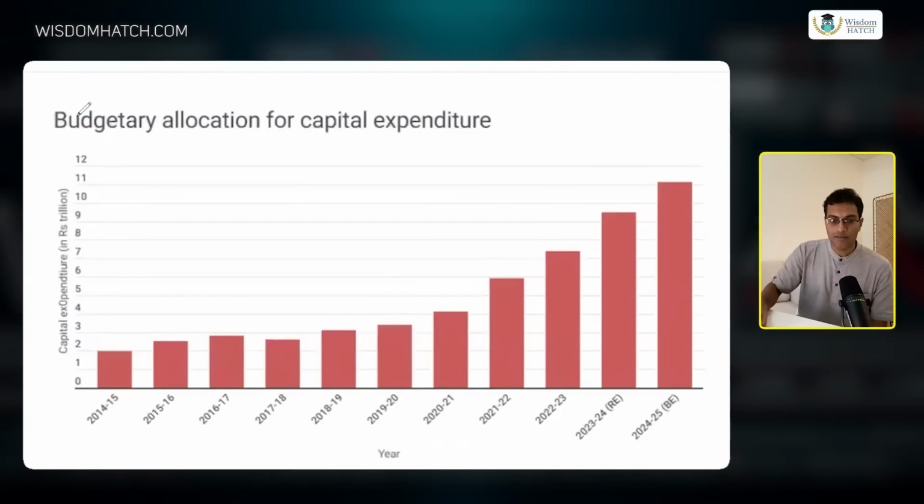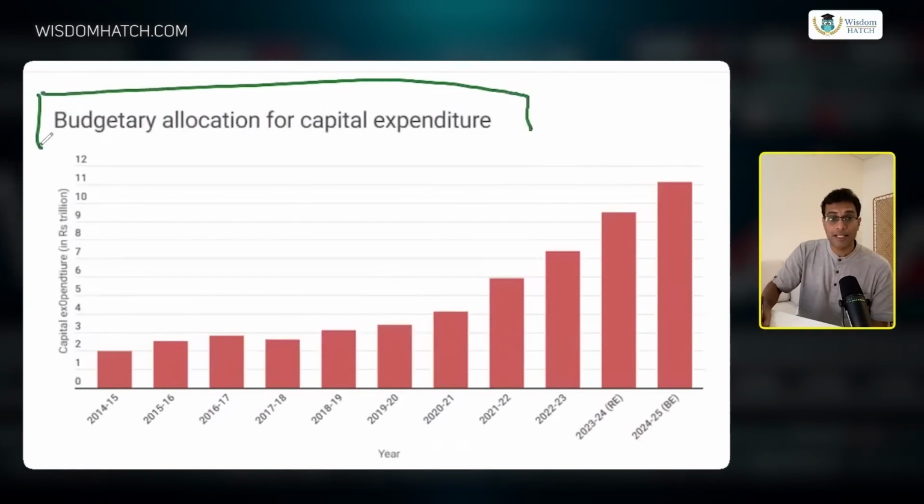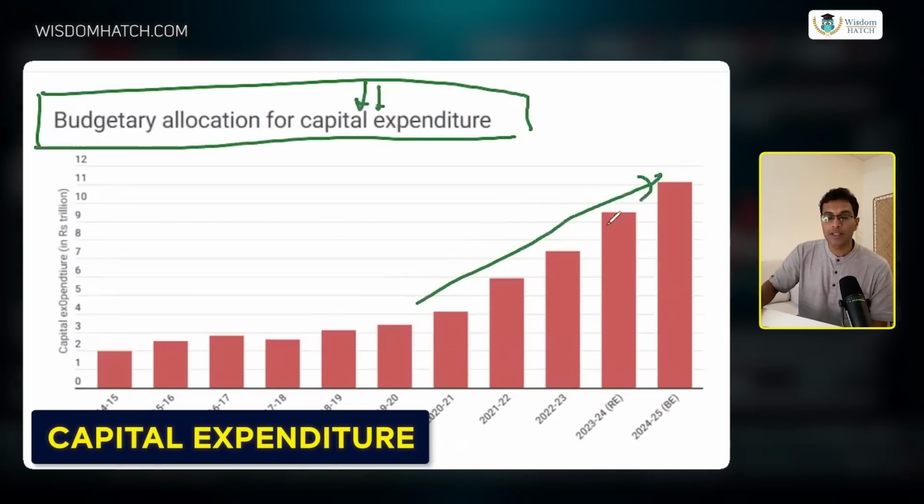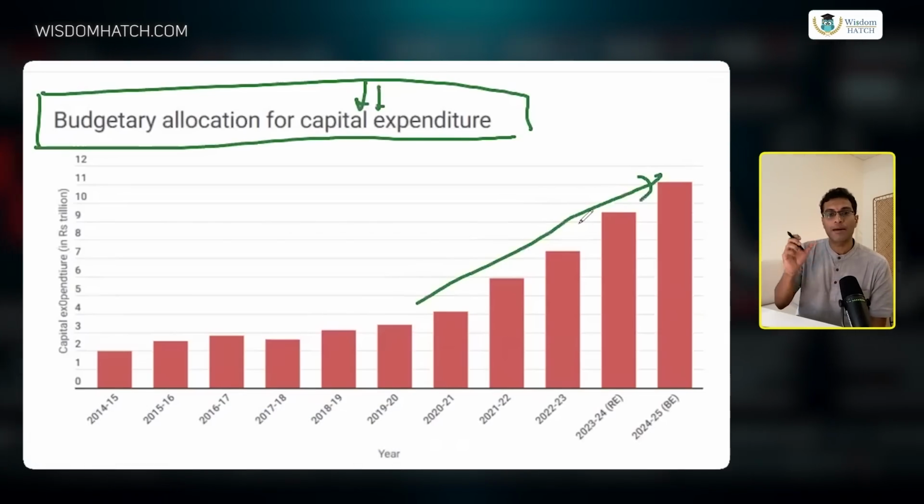Good thing is that government is actually looking at it, and this can be understood by looking at this point. This is always good, and I've always appreciated the BJP government for doing this, that they are focusing on capital expenditure. The growth rate of capital expenditure, which is the good type of expenditure, is picking up. This is a good point, right?